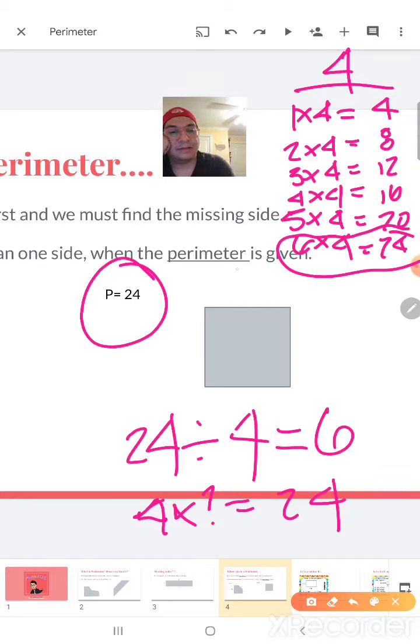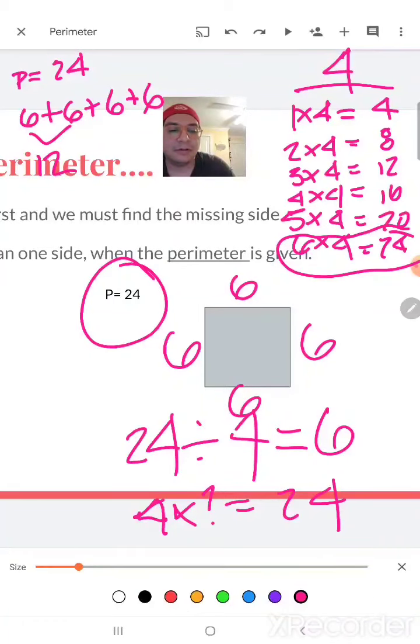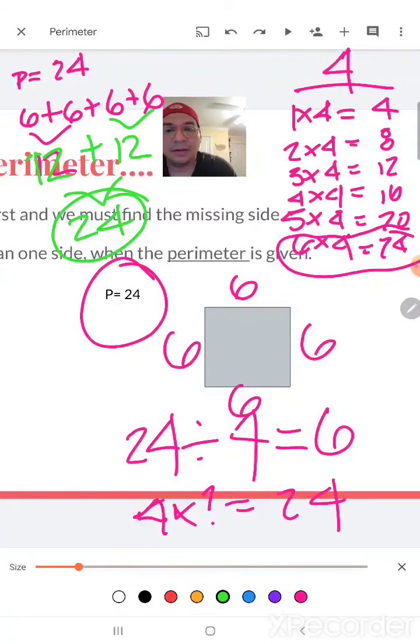So here we are. We have 6 on this side, 6 here, 6 here, and 6 here. And we can check our work. Once again, let's go ahead and check it. We know that perimeter is equal to 24. P equals 24. Let's check it. 6 plus 6 plus 6 plus 6. 6 plus 6 equals 12. Let's change that marker. All right, equals 12. And we know that that equals 12 as well. And together equals 24. Is that correct? Yes, it is. It matches this number up here.